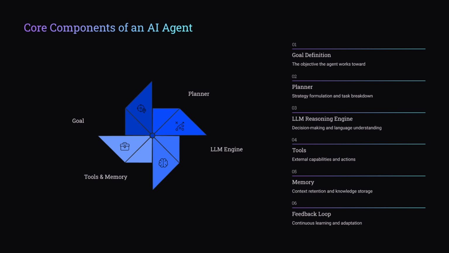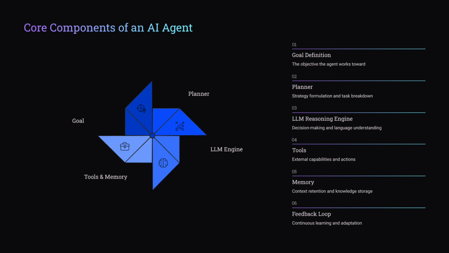Memorize these components because you will use them to design and debug agents. Goal: what success looks like. Planner: how to break work into steps. LLM engine: decision-making and language. Tools: actions in the world. Memory: state and learning. Feedback loop: adapt based on results.